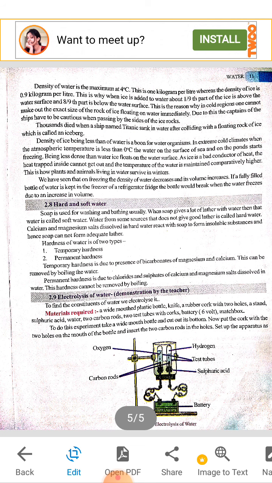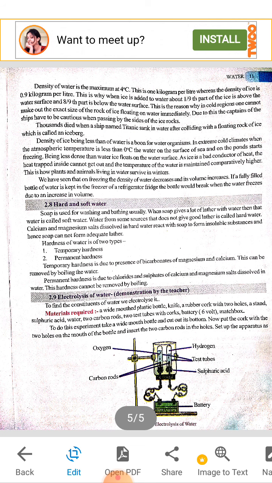This is the reason why in colder regions one cannot immediately make out the exact size of a rock of ice floating on the water. Due to this, the captains of ships have to be very cautious when they are passing by the sides of ice rocks. 1,000 died when the ship named Titanic sank in water after colliding with a floating rock of ice, which is called an iceberg.